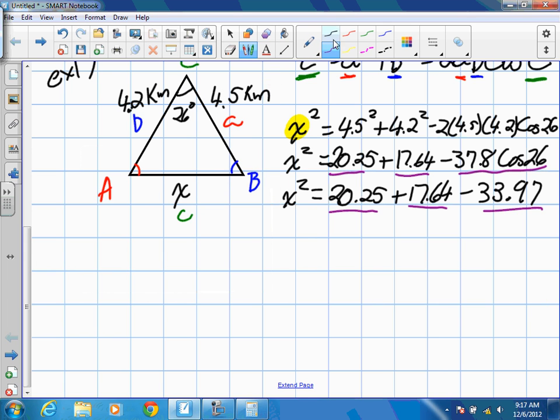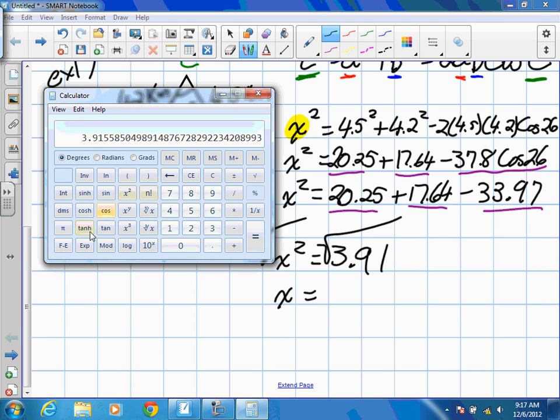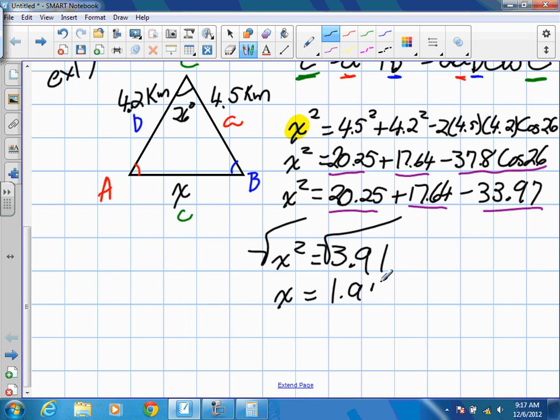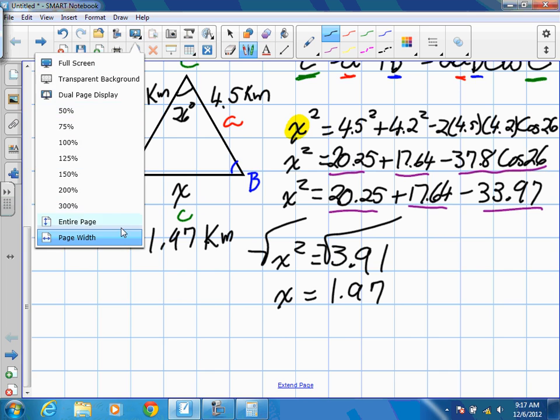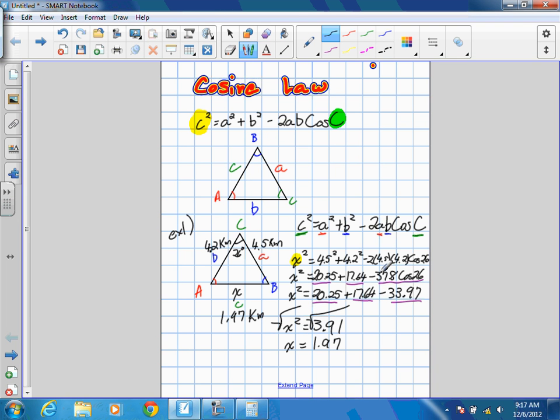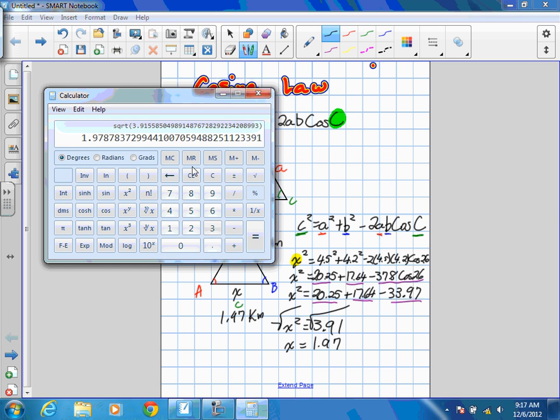So x squared is equal to 3.91. Are we finished? No, we have to square root it. That's right. We need to square root both sides. This becomes x. And the root of this is 1.97. So in other words, our side x was 1.97 kilometers across. Really, it's just working out that one formula. Setting it up is the hard part. Setting it up, making sure we go through BEDMAS correctly, and that's it, to solve for a side using cosine law.